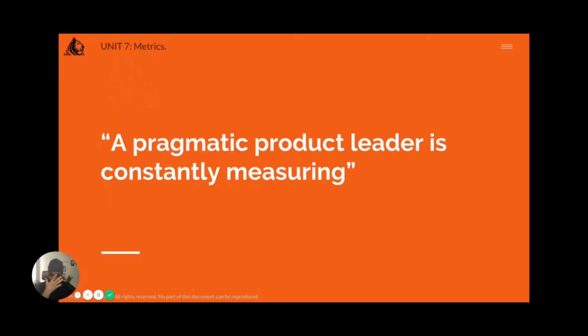So first of all, understand that metrics is not an afterthought. Metrics need to be thought and baked in right from the beginning of the code, beginning of the product itself. A pragmatic product leader is constantly measuring. He doesn't do anything which cannot be measured or has some means of measuring the impact.